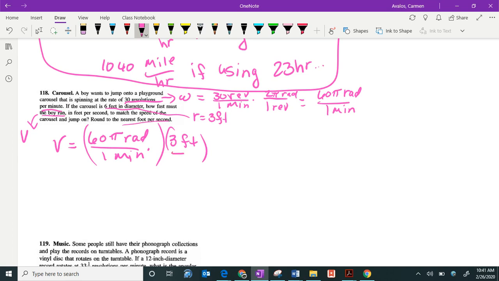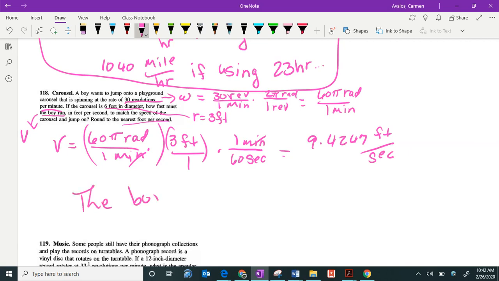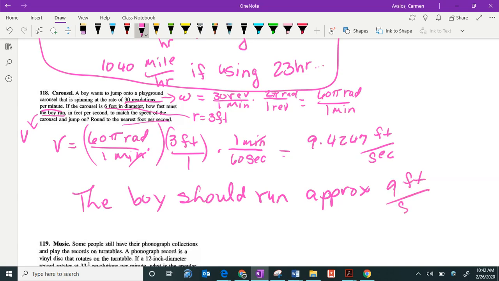So we need to change that minutes on there. We're going to change the minutes by putting in 1 minute in the numerator and 60 seconds in the denominator. That's going to cancel. And so our linear velocity is going to be 9.4247 feet per second. So the boy should run approximately 9 feet per second.